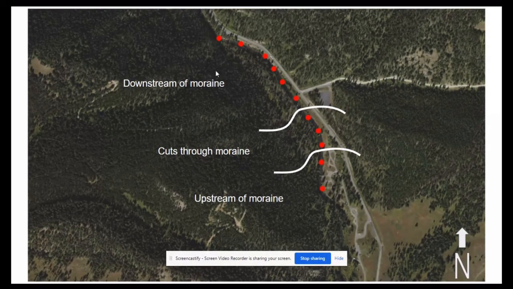The downstream area is what we're really interested in. We want to find out how the grain size is changing as we move closer and closer to the moraine from downstream to upstream.